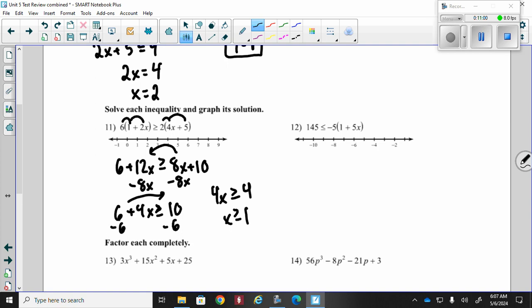Remember, because you're dealing with x is greater than or equal to, we're going to put a big dot on 1, and it's bigger than 1, so that will be over there.